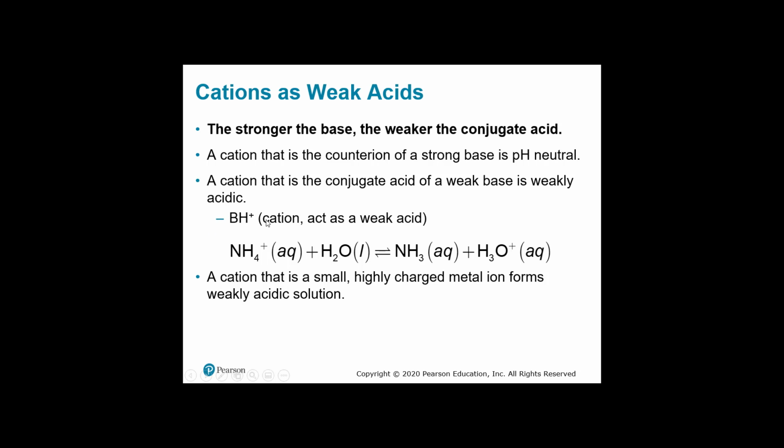So in this case, we can look at this here. It says a cation that is the conjugate acid of a weak base. So here is a conjugate acid of a weak base. This is going to create an acidic solution, so it's going to be weakly acidic. And so if you realize the strong acids and strong bases, the cations and anions don't affect the pH; they're neutral. But when we start looking at weak acids and weak bases, then those cations or anions do affect the solution. So a cation that is a small, highly charged metal ion forms weakly acidic solutions as well.